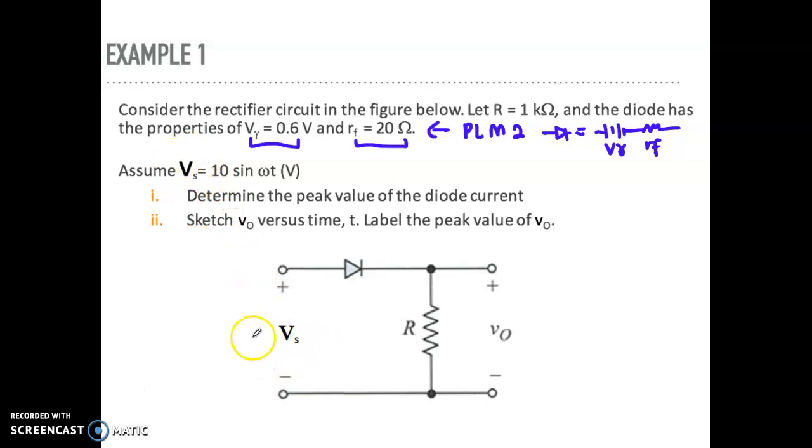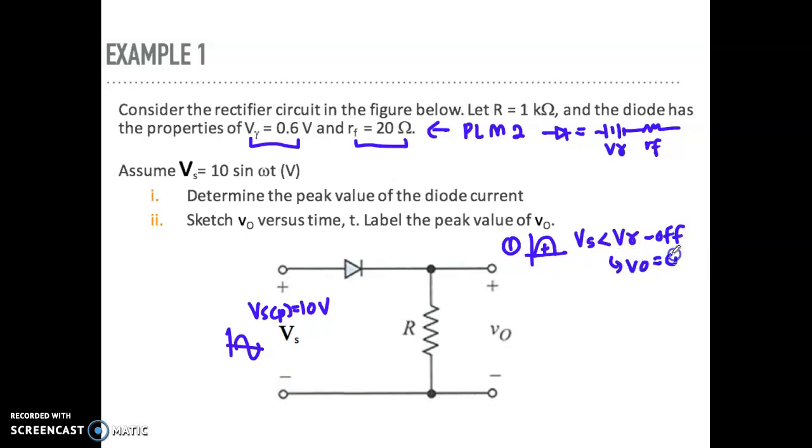Your input here is a sine wave, so this is a sine wave. So that's where you have 10. So what is the Vs peak here? It's actually 10 volt. So how are you going to solve this? First, at the positive cycle, what will happen when your Vs is less than V gamma? Means it's not enough to turn on, right? So diode will be off. Your V out will be equal to 0.